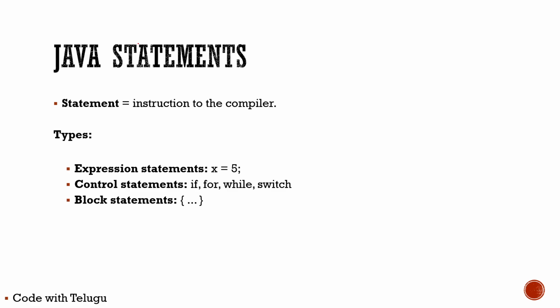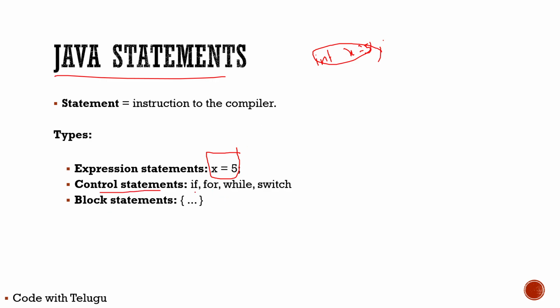Next one, Java statement. A Java statement means an instruction to the compiler. It tells the compiler what we want to do. First one is expression statements. In this, we assign some value to a variable. Here, x is a variable. int x = 5. This is an expression statement.